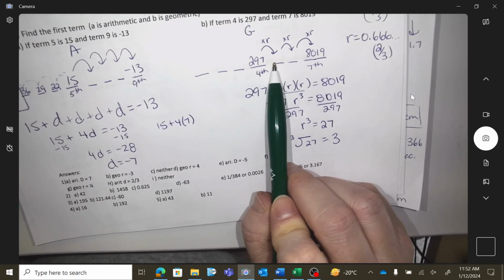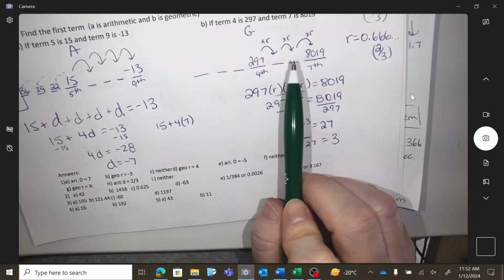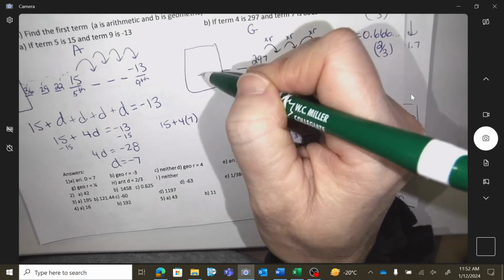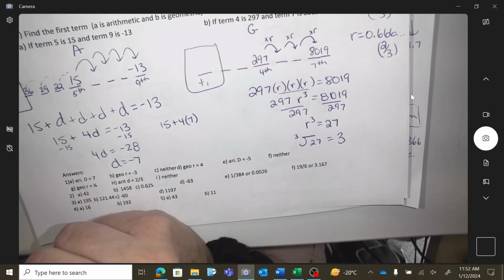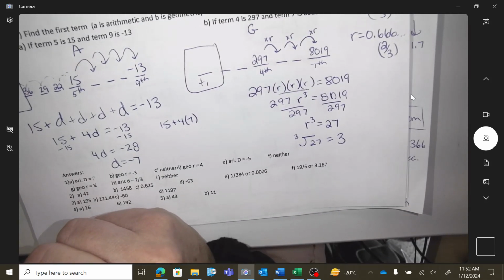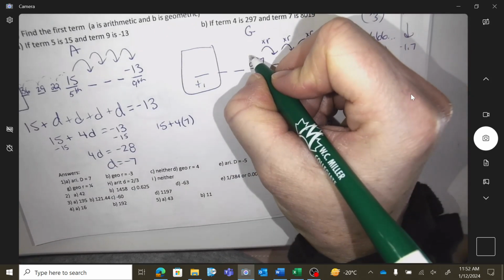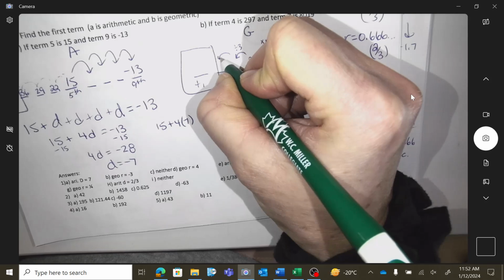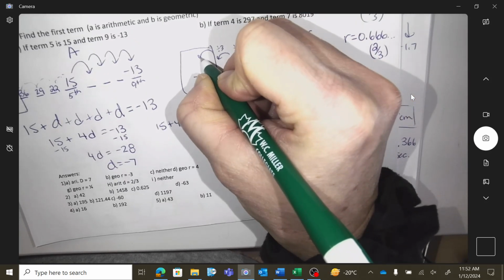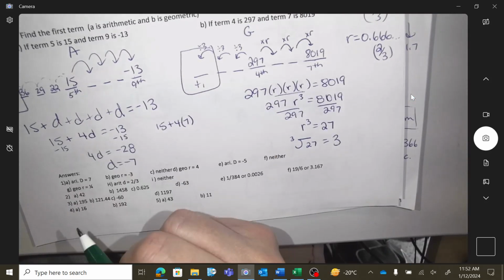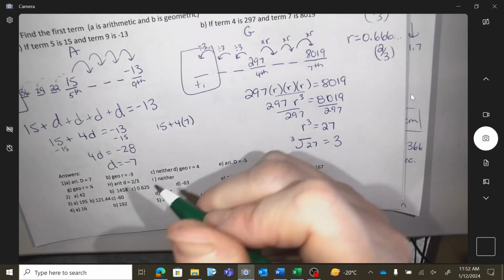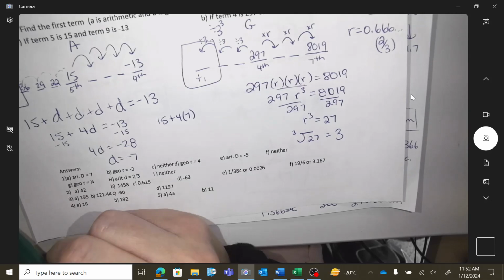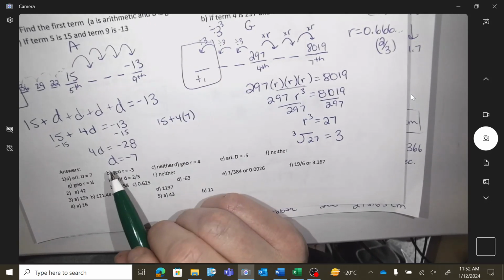If I times by 3, what am I at? So now I need you to get me term 1. So how do I undo it? I would go backwards and divide by 3, divide by 3, divide by 3, backtracking, or divide by 3 cubed, because I did 3 jumps.